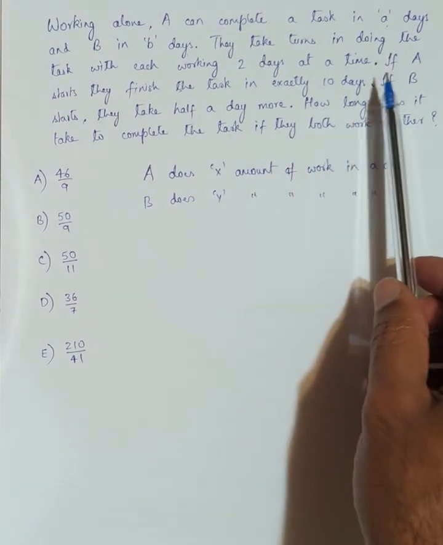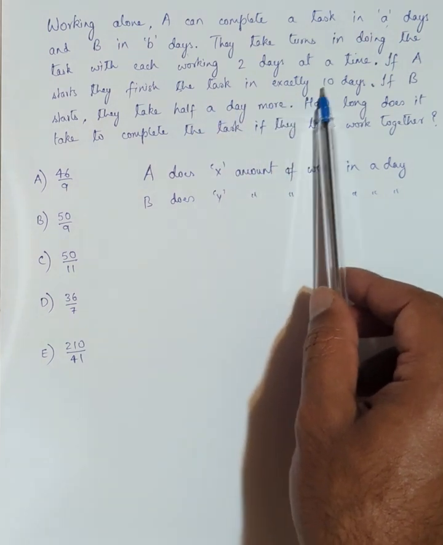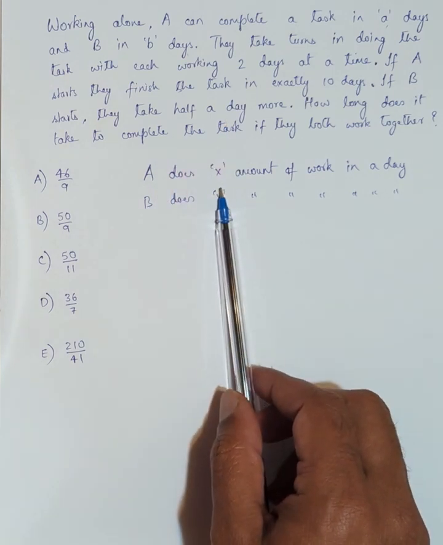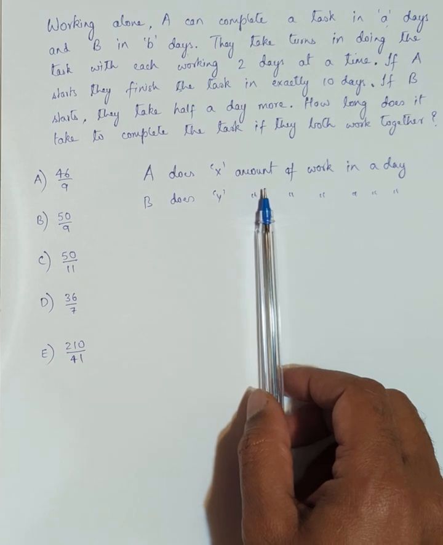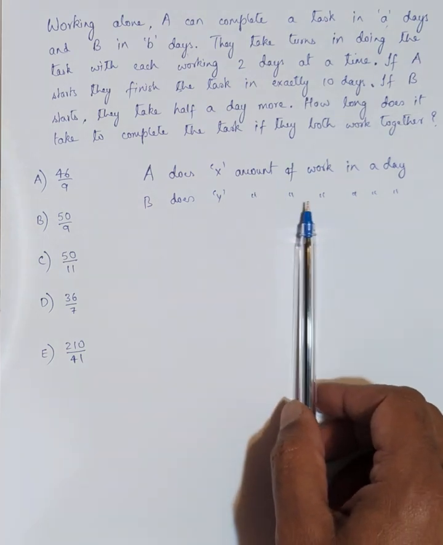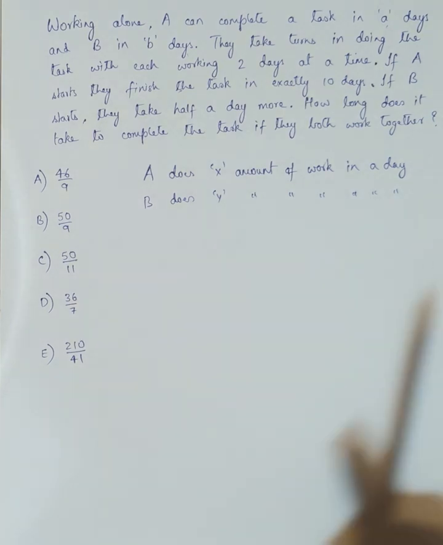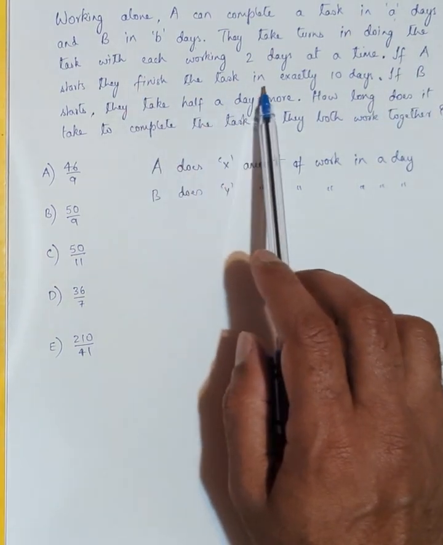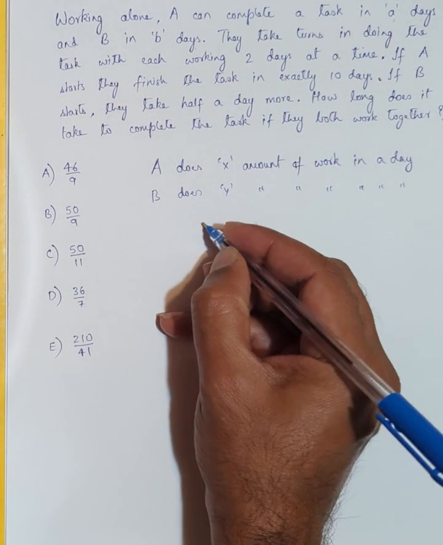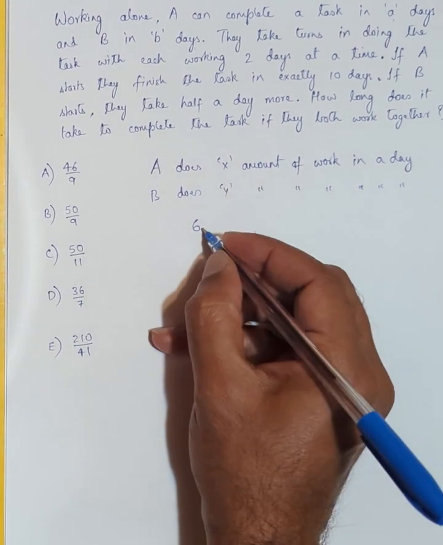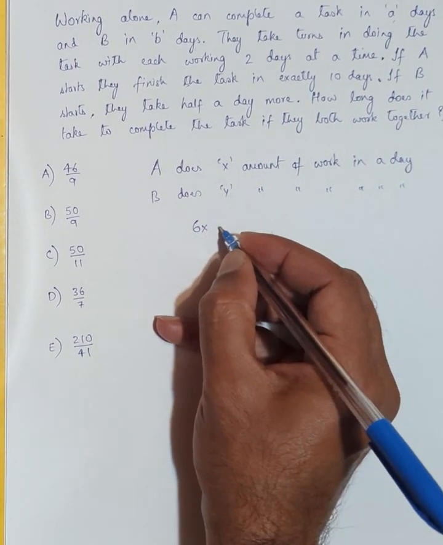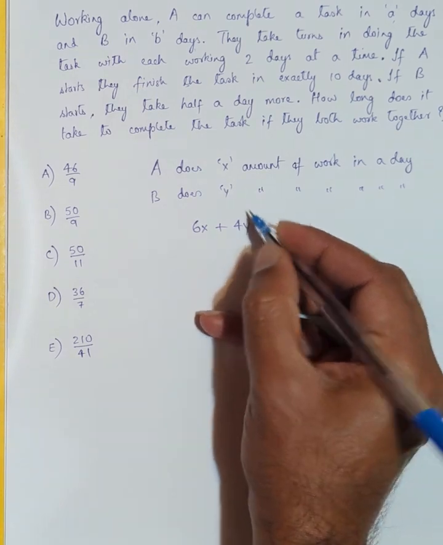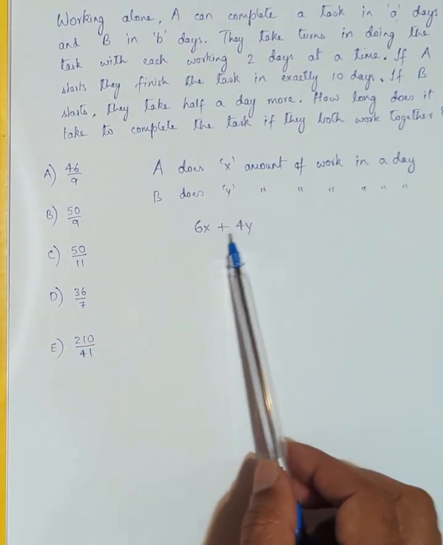Now notice, if A starts and they finish in 10 days, A will work for 2 days, then B works for the other 2 days, then A works for 2 more days, B works for 2 more days, and then A works for 2 more days, and the job is finished. So in the first situation, A will work for 6 days, so 6 times the amount that is done in a day, plus B works for 4 days. This is the total amount of work.